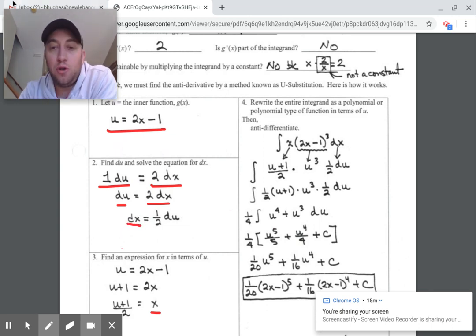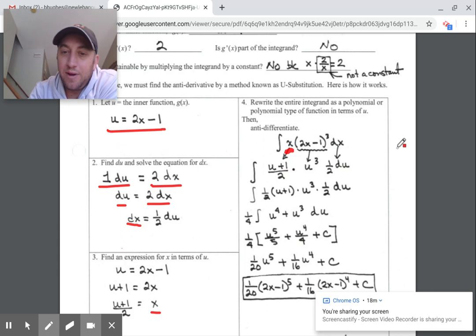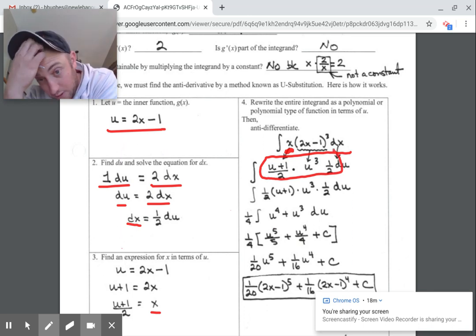So now I'm going to do a little bit of rewriting, and this is where the u substitution part comes in. Here, x. I have something that represents x using u. x is equal to u plus 1 over 2. I have this, my inner function represents 2x minus 1. That's equal to u, so I'm just going to put u in its place. dx is equal to 1/2 du. We have an expression for that. From here, I'm going to take this and kind of just clean it up a little bit. So instead of having it written like that, I'm just going to kind of multiply everything out.